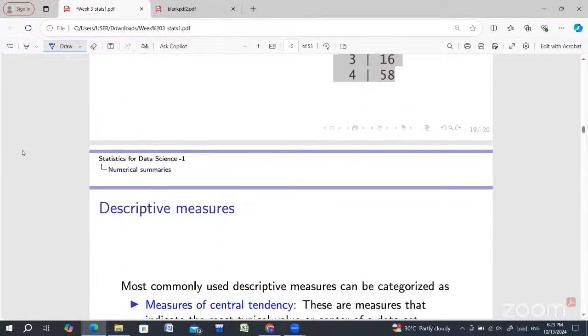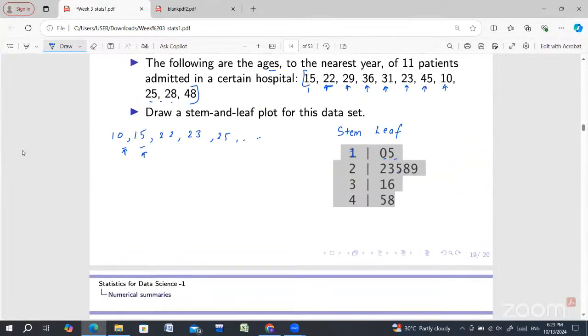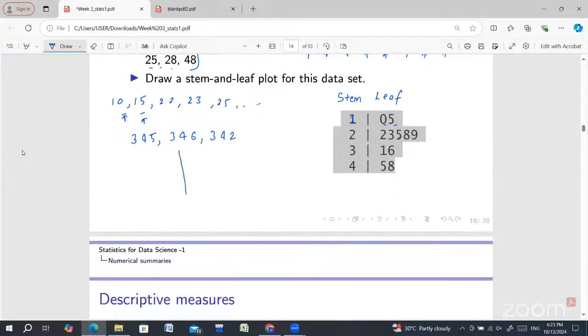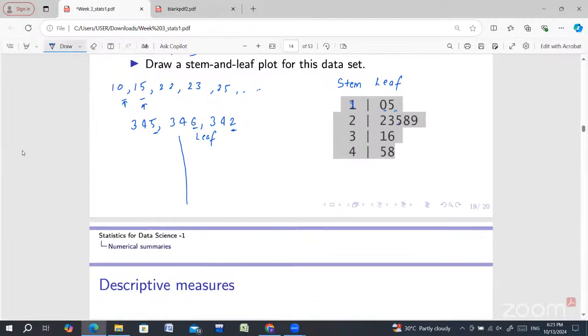What if we have 3-digit numbers, like 345, 346, 342? In the leaf part, we write the unit place number, like 5, 6, and 2. And the stem will be 34. So in the leaf, we generally use the unit place only. The stem will be 34, and the leaf will be 2, 5, and 6.